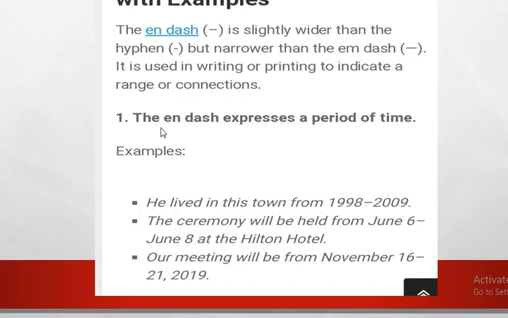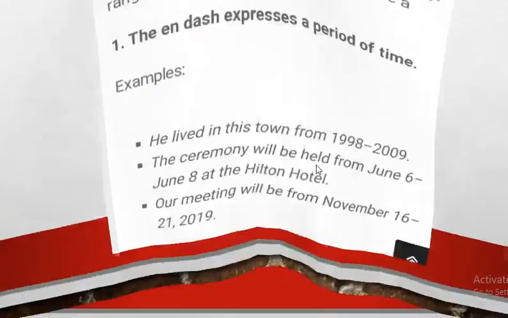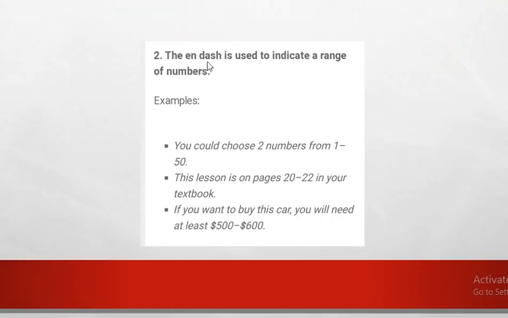Examples. The en dash expresses a period of time. He lived in this town from 1998–2009. Here the en dash replaces 'to', stands for 'to'. The en dash is used to indicate a range of numbers. You could choose two numbers from 1–50 to express the expression 1 to 50. Here, in place of 'to', we are using an en dash.